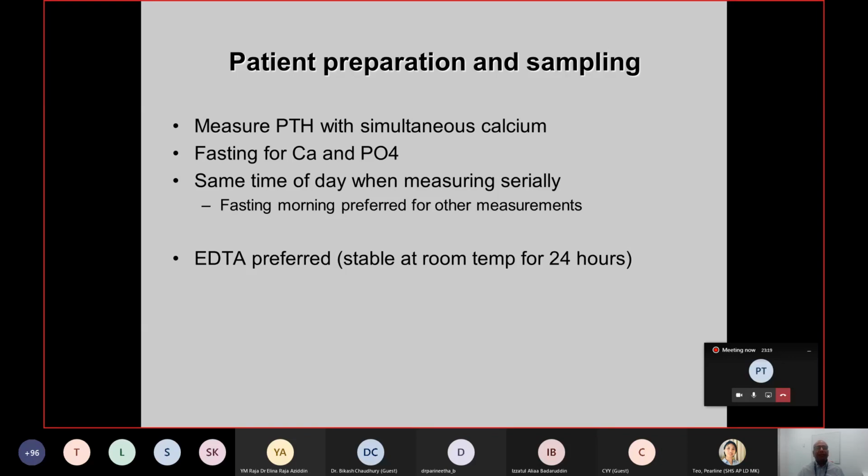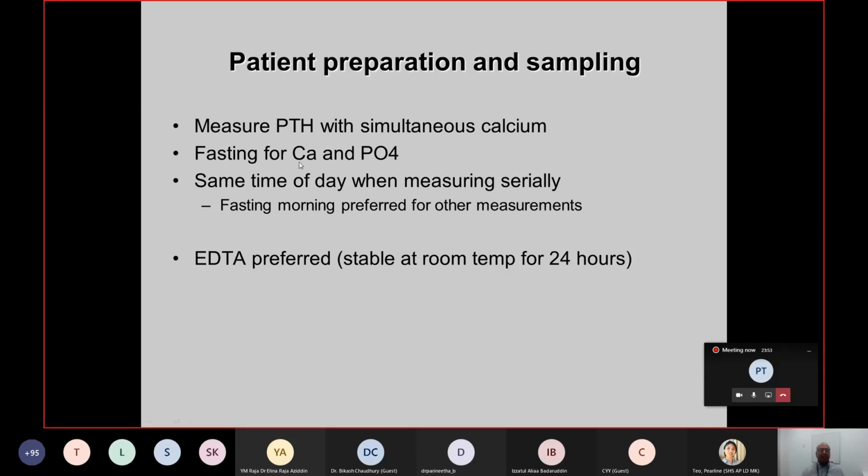Before we come to that, patient preparation and sampling is important for PTH. As I mentioned before, PTH measurement should always be done with a simultaneous calcium measurement. There is a danger in measuring PTH on its own and then trying to interpret it with the previous calcium, because there's often change in serum calcium, and PTH really should be interpreted with current calcium.